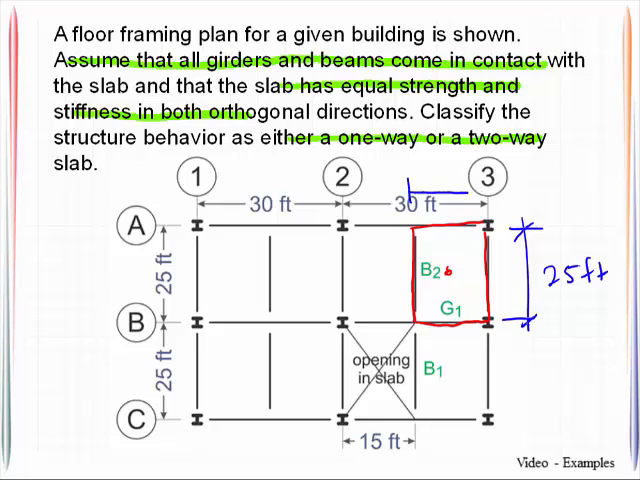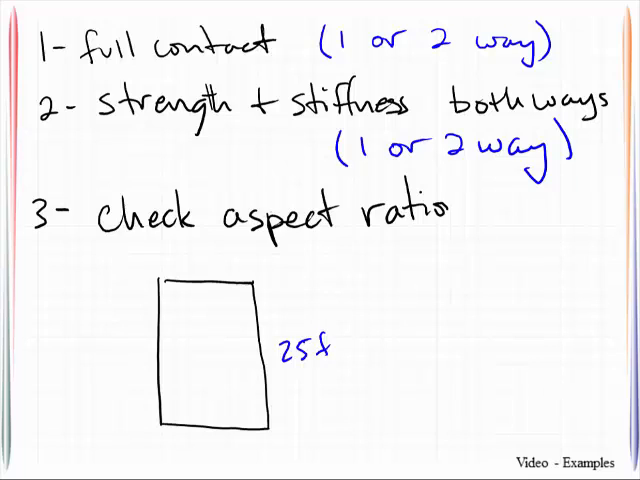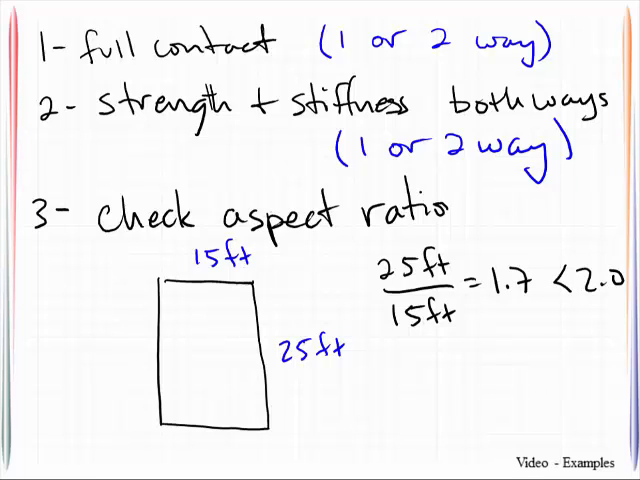So this is 25 feet. This is 15 feet. Okay, so let me just make this sketch again. We've got one length of this. This is 25 feet. The other length is 15 feet. So to check aspect ratio, you take the longest length, so that's the 25, and divide it by the shortest length. And that'll equal 1.7. And this is less than 2.0. And when it is less than 2.0, the slab action will be classified as a two-way.